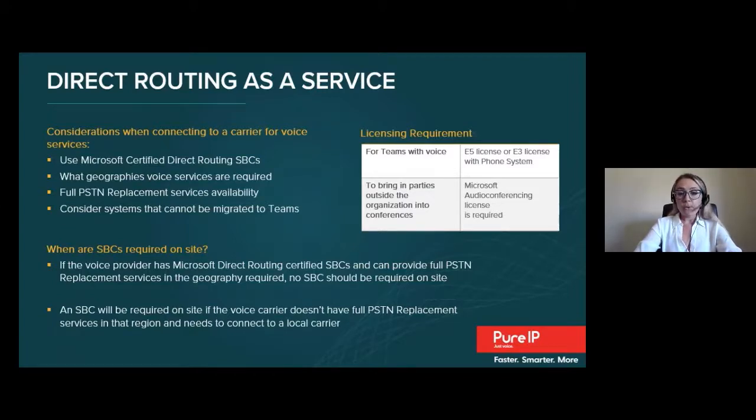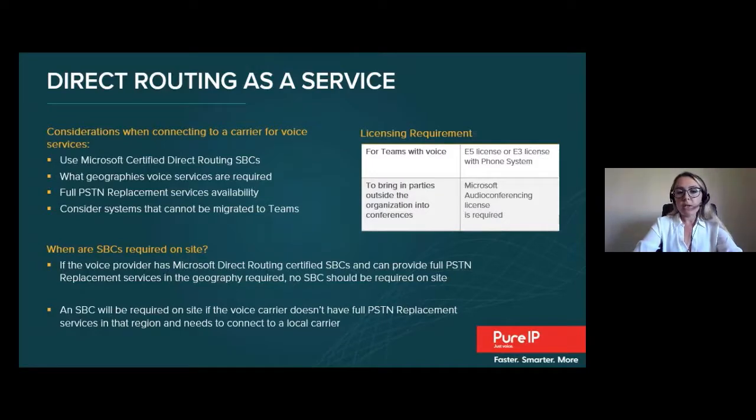First and foremost, if you are going to be connecting to a direct routing carrier, you need to ensure that they have Microsoft certified SBCs. There are a few flavors out there: Ribbon, AudioCodes, Cisco, Oracle, just to name a few. It's important that the carrier has one of these because these are the SBCs that have gone through the interop tests with Microsoft.